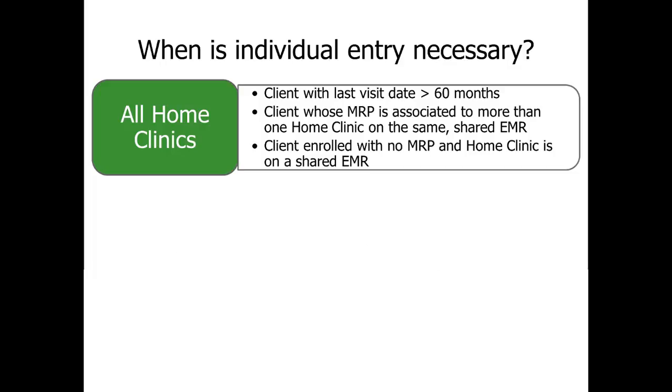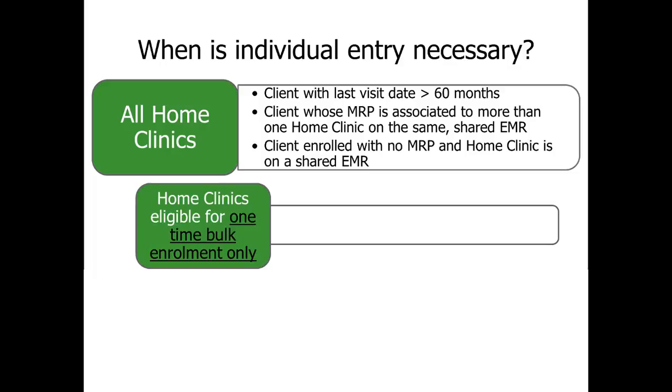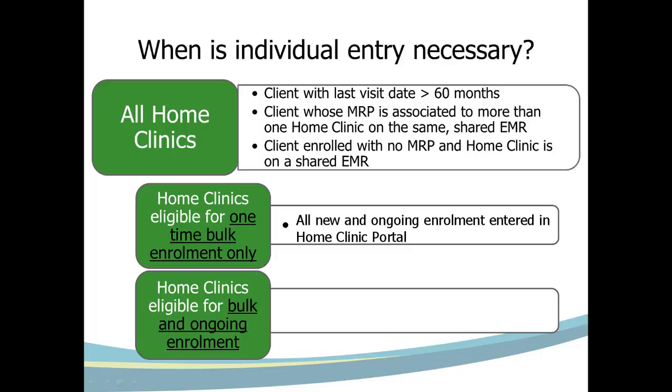If your home clinic is eligible to use the primary care data extract for a one-time initial bulk enrollment only, you will complete all ongoing enrollment in the home clinic portal. This includes new client enrollment. If your home clinic is eligible to use the primary care data extract for ongoing enrollment, you may also want to complete individual entry if you wish to add a client enrollment in between primary care data extract submissions.